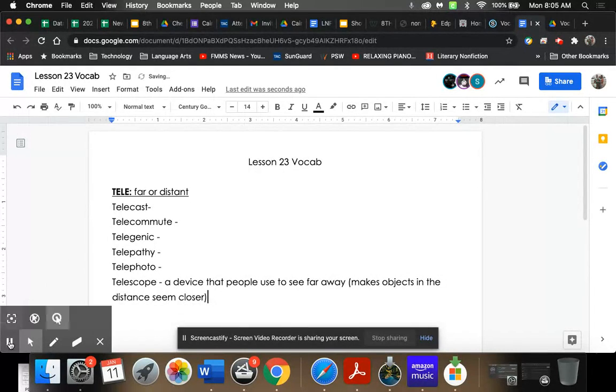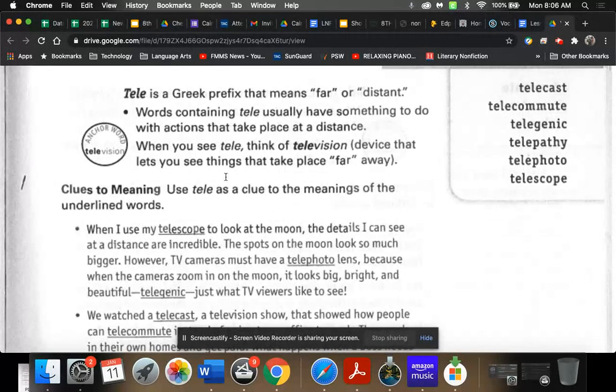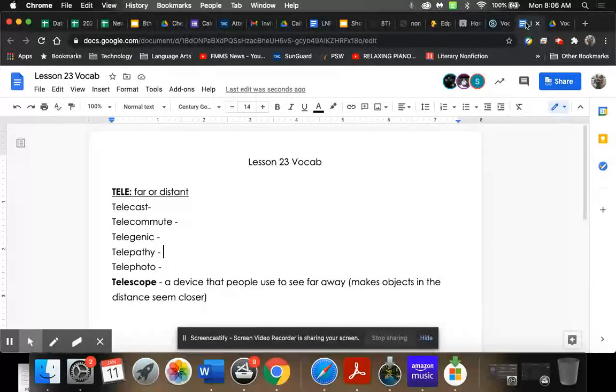Okay. All right, the next word in that page is a telephoto lens. And a telephoto lens you can use on cameras. A telephoto lens is a lens that makes objects at a distance look larger. Okay, so a camera lens that makes objects at a distance look larger.